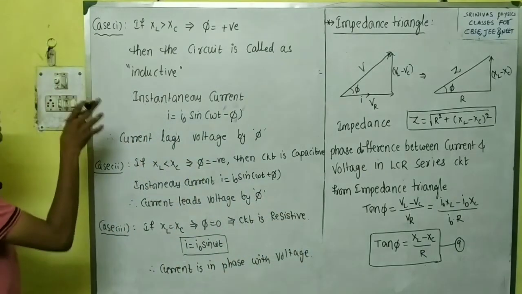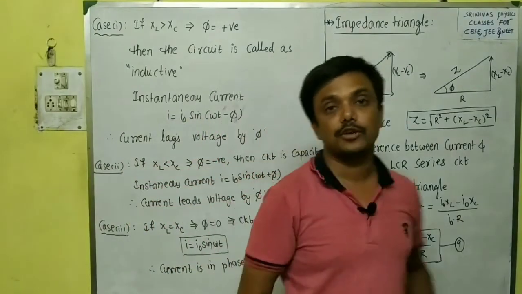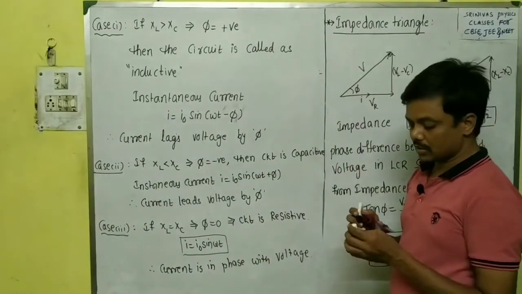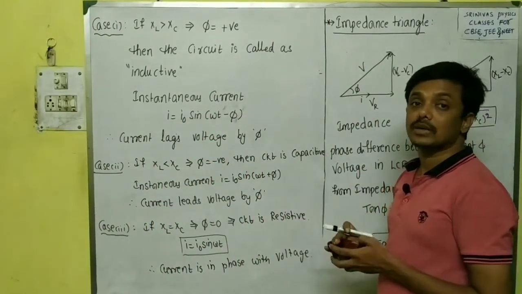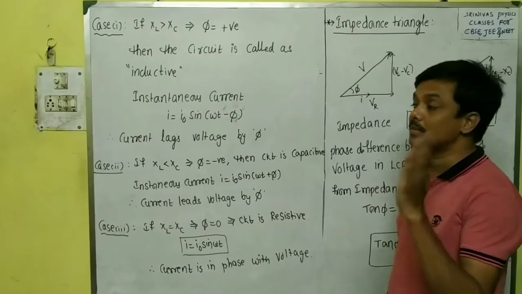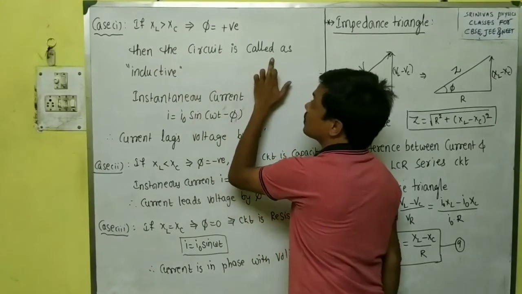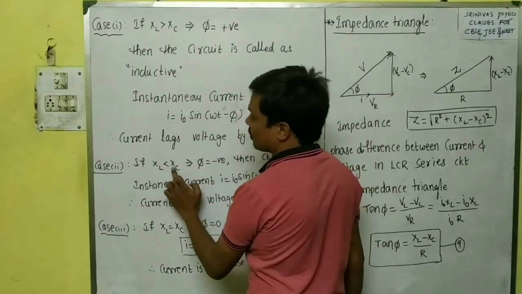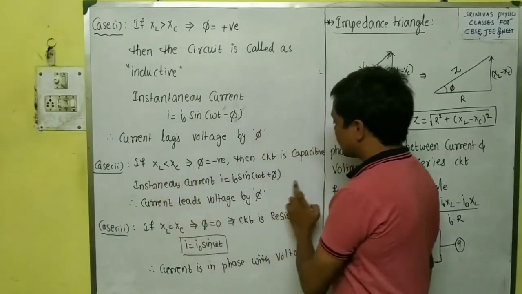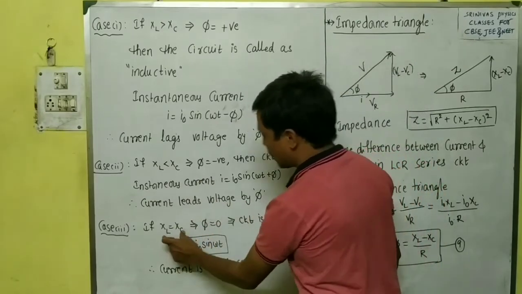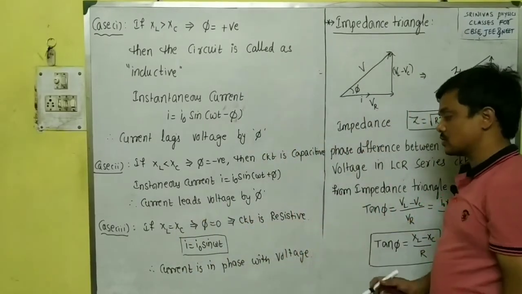Okay, these are the cases when the circuit is said to be inductive, when it is said to be capacitive, and when it is said to be resistive. These conditions they may ask in the exam. If the inductor effect is more, then it is an inductive circuit. If the capacitor effect is more, if Xc is more than XL, then it is said to be capacitive. If both are equal, then it is said to be a resistive circuit.